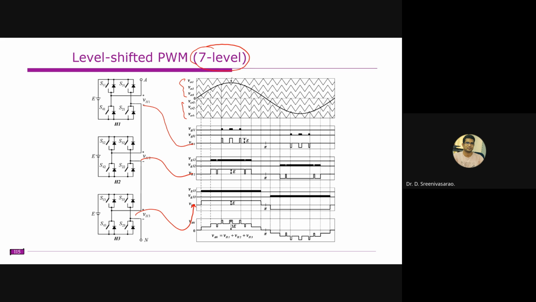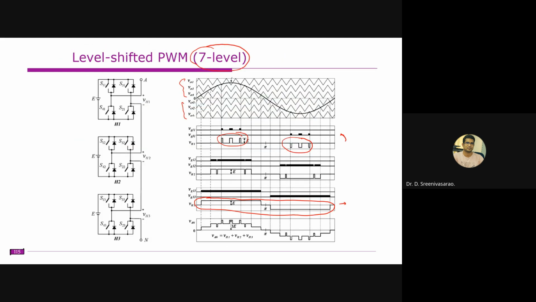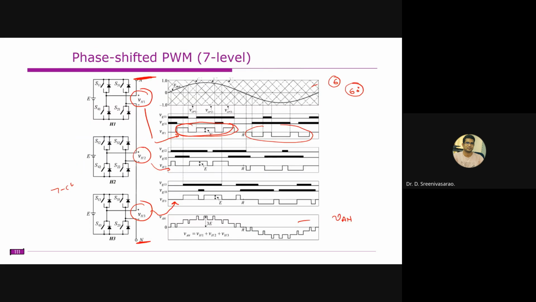If you observe, this bridge 1 is on for only a short period, whereas this third bridge operates for a greater amount of time. That means the power delivered by the third one will be high compared to the first one. So we normally have some mismatches in the power distribution or the voltage across each bridge. Whereas in this case, all are the same.